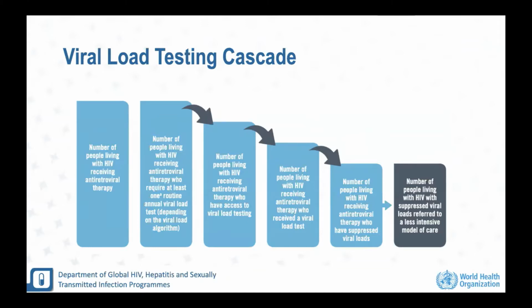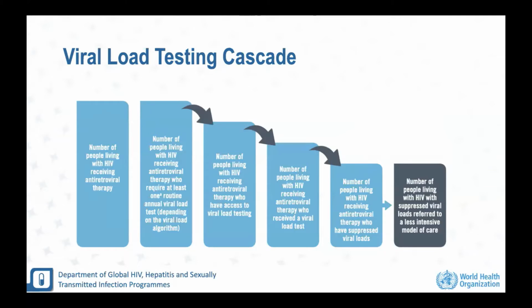This is the viral load testing cascade. So we think about the HIV care cascade, but this cascade focuses on viral load testing in particular. So again, we start with the number of people living with HIV who are receiving antiretroviral therapy, because those are the people who will need to be monitored with a viral load test. Out of those people, we then have a number of people who are getting at least one annual viral load test, depending on where they are in the viral load algorithm.